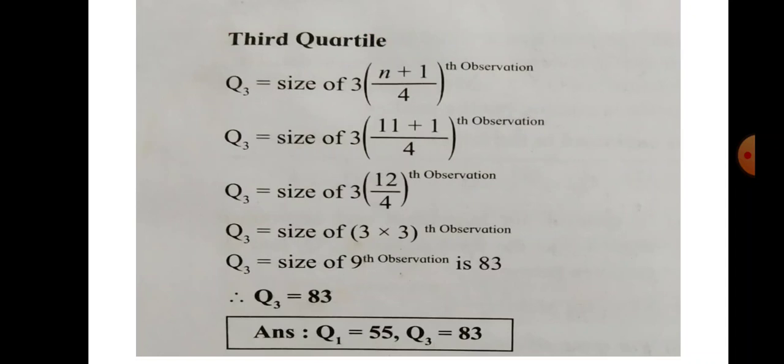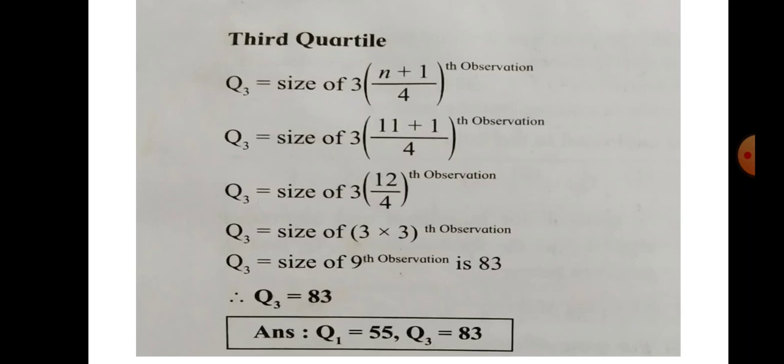Now after that we have to find out Q3. Now what is the formula to find out Q3? Let us see. Q3 is equal to size of 3 into (n plus 1) upon 4 th observation. Third quartile means you have to take here 3 into (n plus 1) upon 4. In the next step, Q3 is equal to size of 3 into (11 plus 1) upon 4 th observation, where total observations in the series are 11.